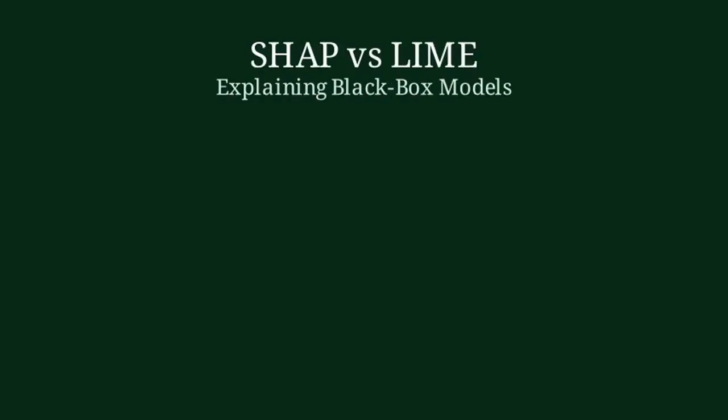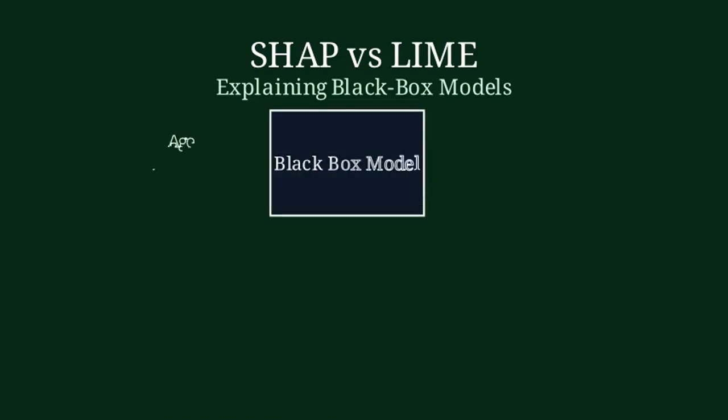Today we will compare two popular model explanation tools, SHAP and LIME. Imagine your model is a black box. It gives a prediction, but we do not know why. SHAP and LIME are like detectives that explain which features mattered.